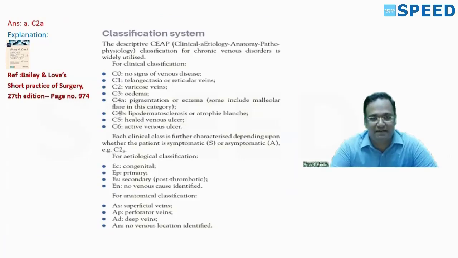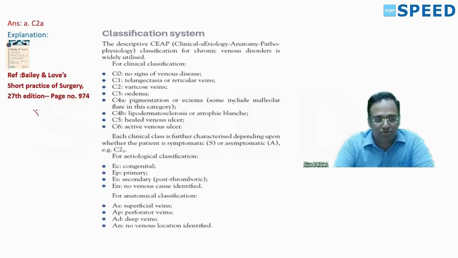Let us look into the classification. CEAP: clinical, etiology, anatomy, and pathophysiology classification for chronic venous disorder, widely utilized for clinical classification. C0, no signs of venous disease. C1, telangiectasia or reticular veins. C2, varicose veins. C3, edema. C4A, pigmentation or eczema. Some include malleolar flare in this category. C4B, lipodermatosclerosis or atrophie blanche. C5, healed venous ulcer. C6, active venous ulcer.